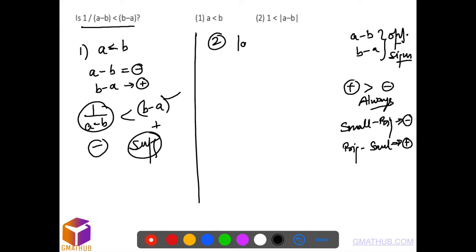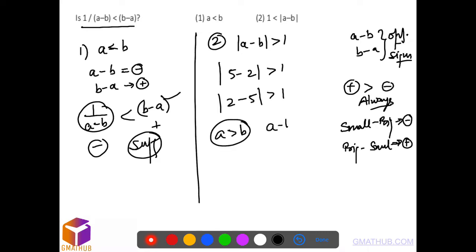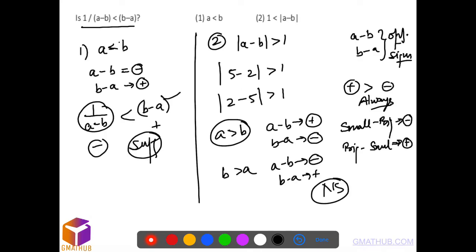Second statement, mod of a minus b is greater than 1. Now remember, it could be 5 minus 2 also, it could be 2 minus 5 also. Okay, mod simply means the difference between a and b, the gap between a and b is bigger than 1. Doesn't matter which one is bigger or smaller. So if a is bigger, a minus b would be positive and b minus a would be negative. But if b is bigger than a, a minus b would be negative, b minus a would be positive. So this is not sufficient.